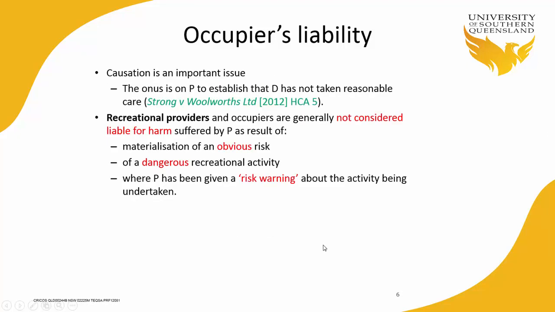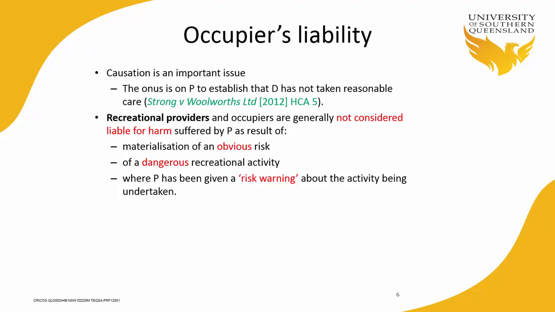Now you'll find on page 163 that it says causation is an important issue. So when we talk about it in that sense, we mean that it's an important issue in relation to your analysis. If you have, for example, a problem-solving question that covers a situation that is defined as an occupier liability scenario.